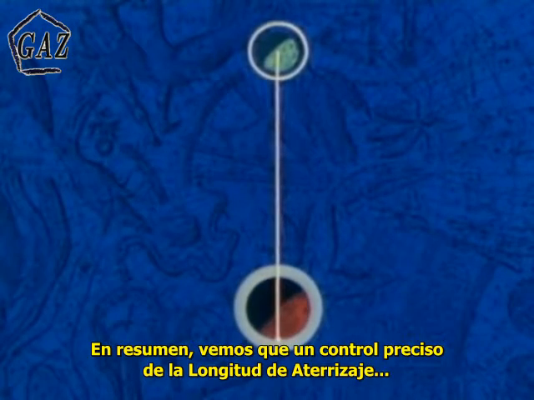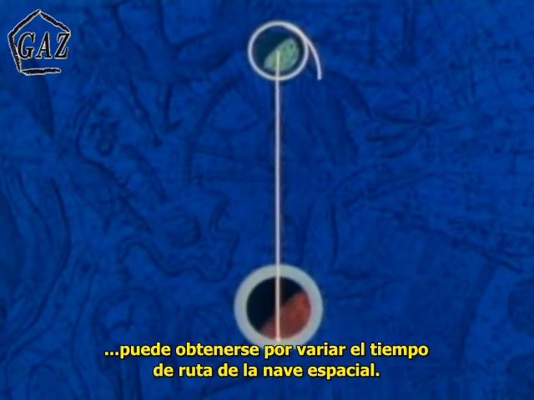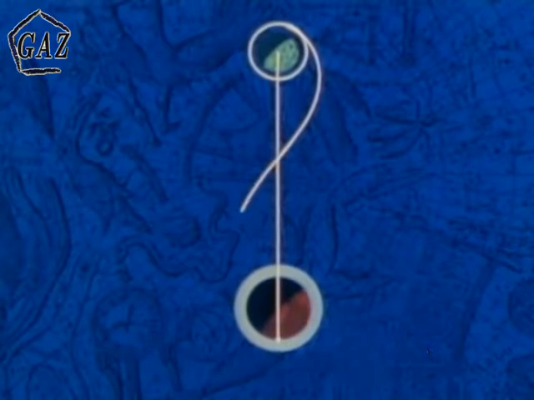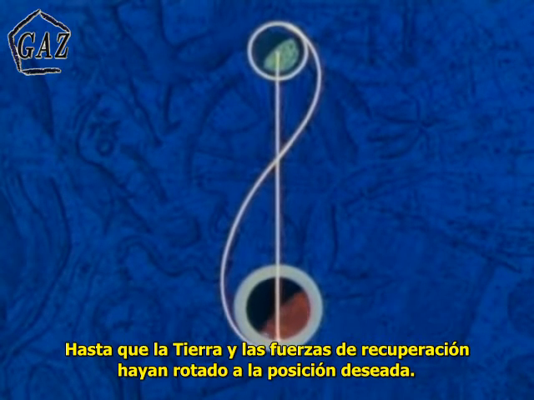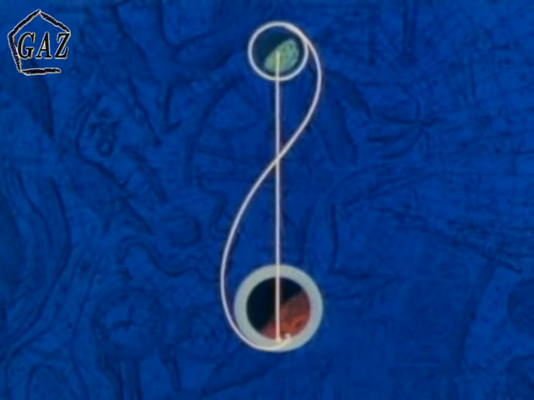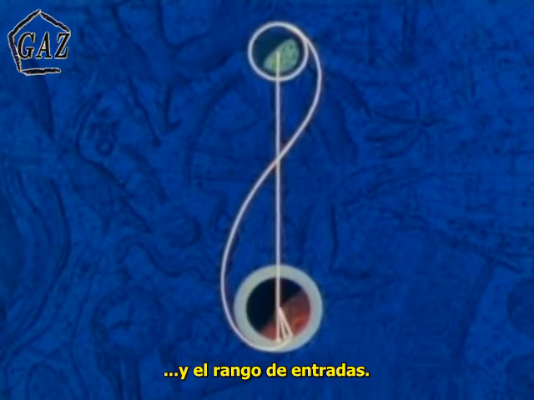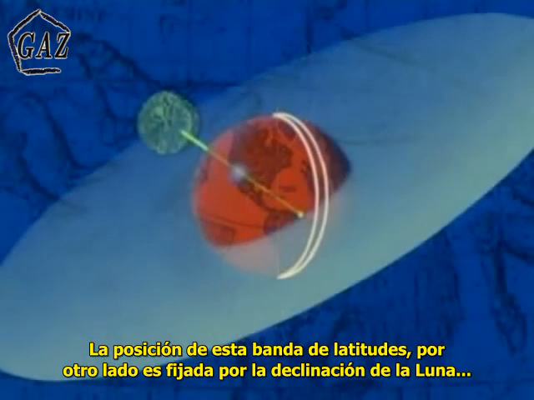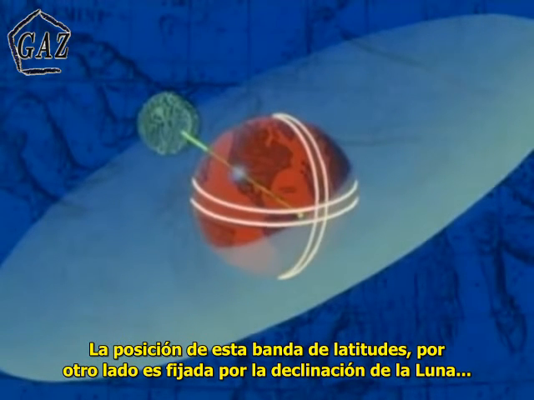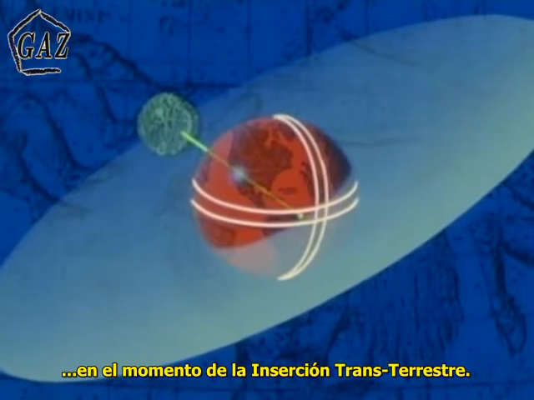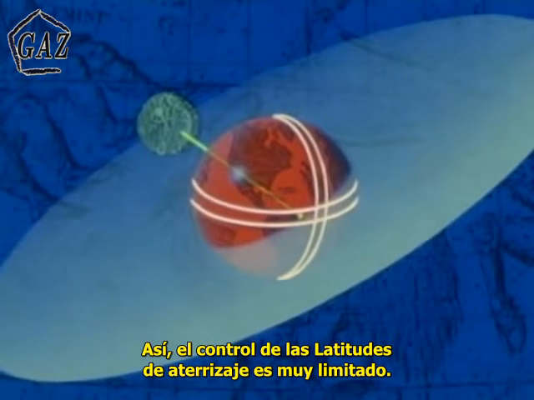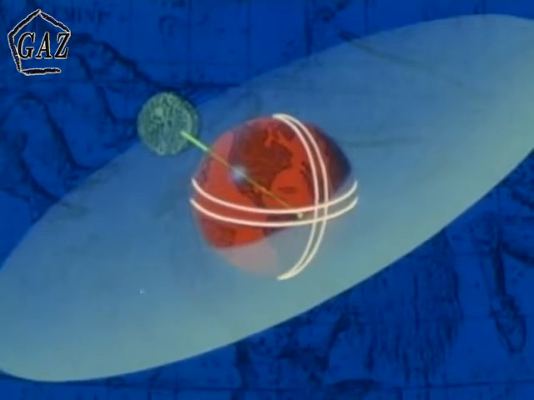In review, we have seen that accurate control of the landing longitude can be achieved by varying the transit time of the returning spacecraft until the Earth and recovery forces have rotated to the desired position. The range of landing latitudes is determined by the range of return trajectory planes and the entry range. The position of this band of landing latitudes, on the other hand, is relatively fixed by the declination of the Moon at the time of trans-Earth injection. Thus, control of landing latitudes is extremely limited.